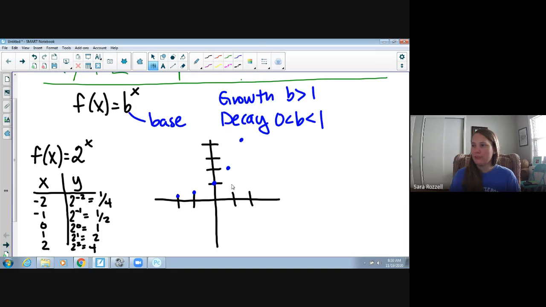I call this the doubling function because it's going to double. Your number doubles every single time. We started at 1, and then it doubled to 2, and then 4, and the next number would be, what would be our next number? 8, right? And then the next one would be 16, and then 32, because we're multiplying by 2 each time. So it's going to shoot up pretty quickly.